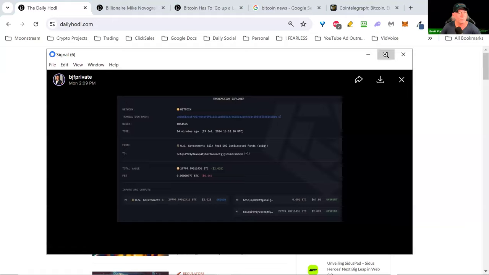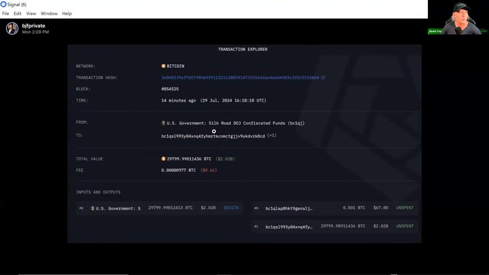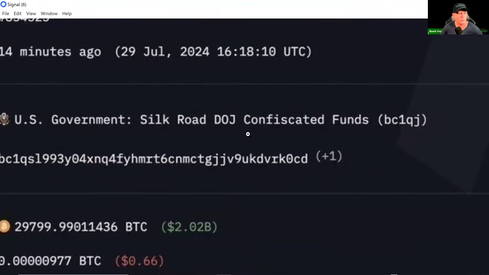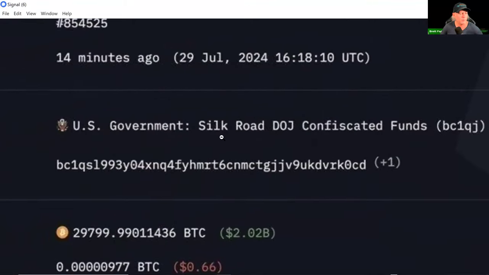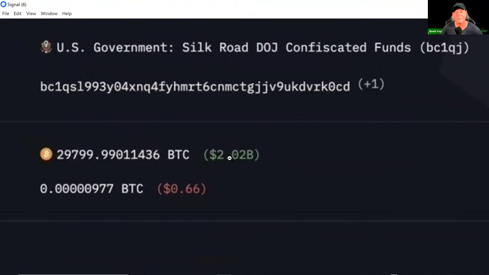So here's an image from Arkham, which shows that the US government, if you can see this right here, US government, Silk Road DOJ confiscated funds. So they've just moved $2 billion of that. This is all trackable on the blockchain, guys.